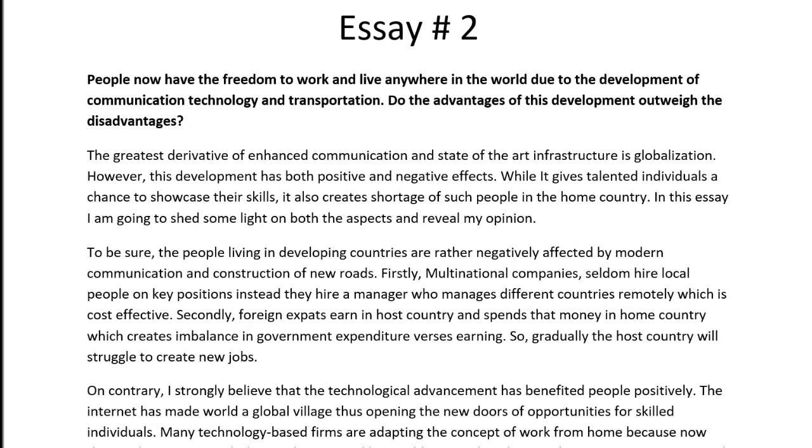All right, let's look at this essay next. It says here, you can read the prompt with me. It says, people now have the freedom to work and live anywhere in the world due to the development of communication technology and transportation. Do the advantages of this development outweigh the disadvantages?